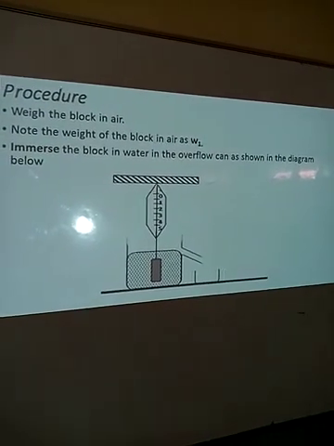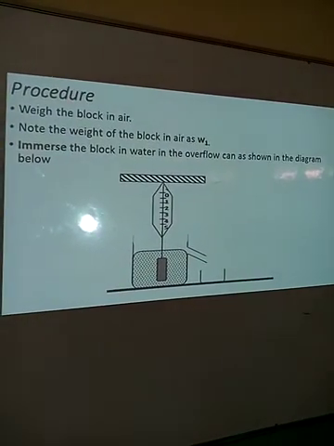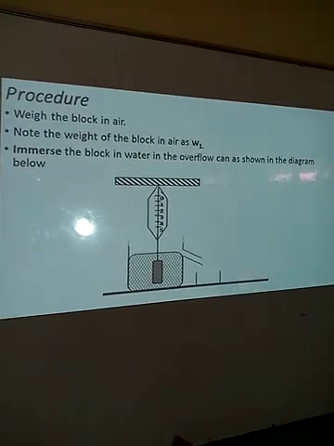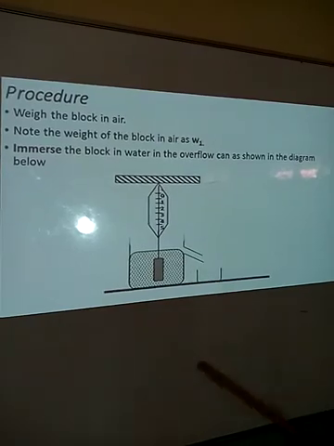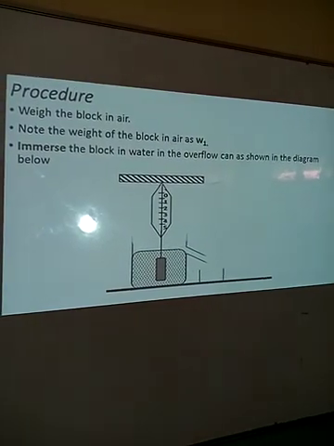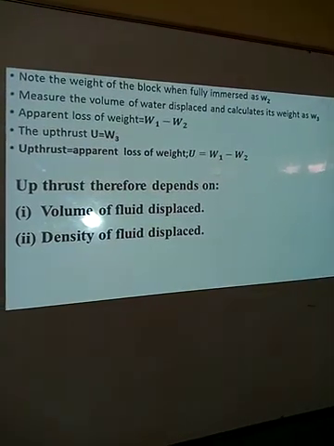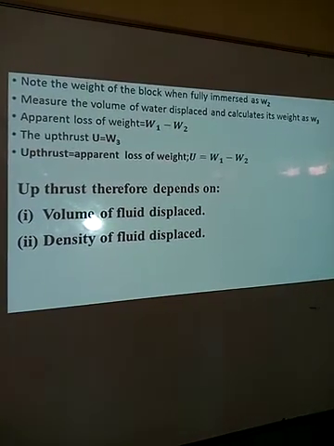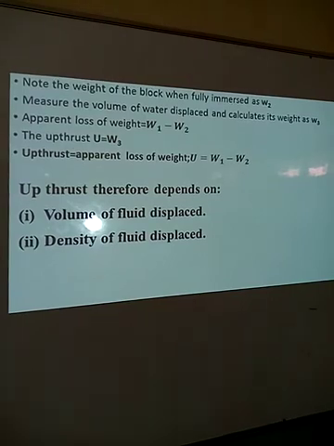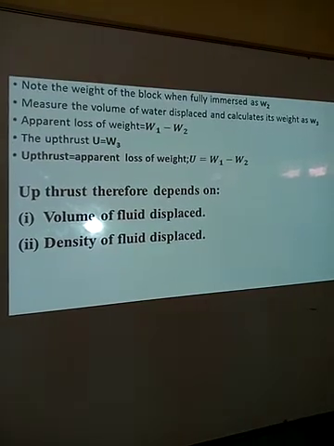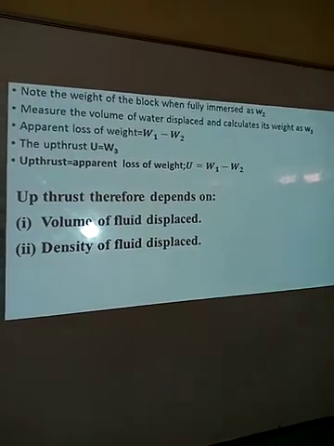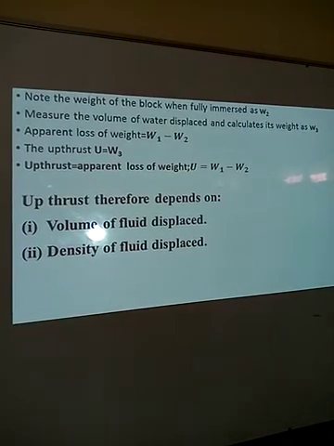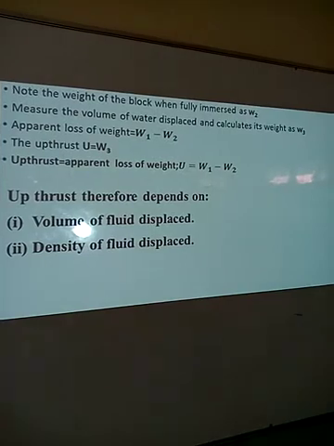Then the next step is we immerse the block in water in the overflow can. The overflow can has a beaker under the spout where you can collect the displaced water. Then next, we record the weight of the block when fully immersed in water. So we have recorded the weight in air, now the weight in water. This weight in water, we also call it apparent weight. So apparent weight is the weight of any object when it is in a liquid.